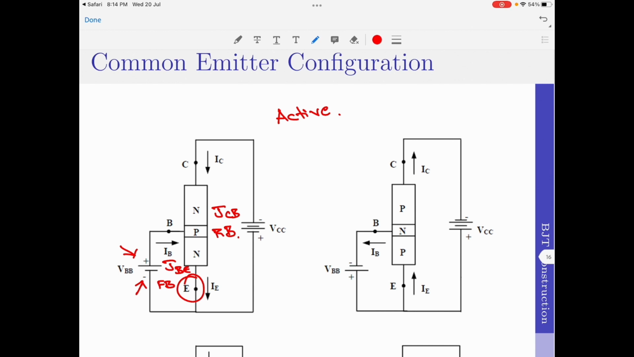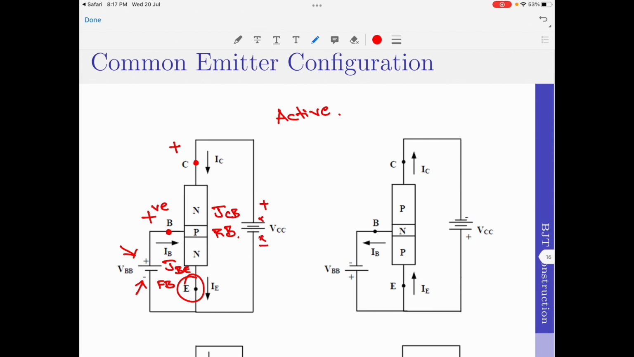Now coming to the collector to base junction, I have to reverse bias it. But the problem is the voltage is connected across collector and emitter, not across collector and base. So how to understand this? For that you have to understand the potential difference across the terminals. If you look at the base terminal shown here, what is the potential? It is positive. In a similar fashion, if you look at the collector terminal here, the potential is also positive because it is connected to the positive terminal of the supply. Please make this correction.